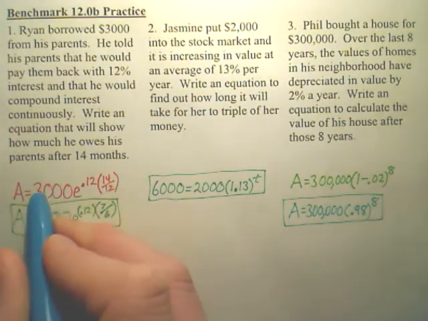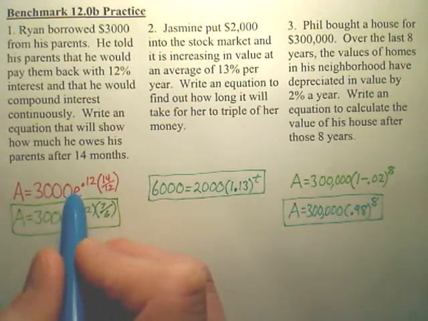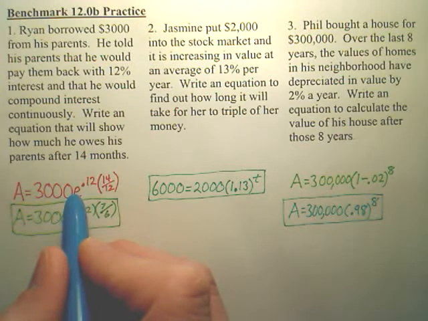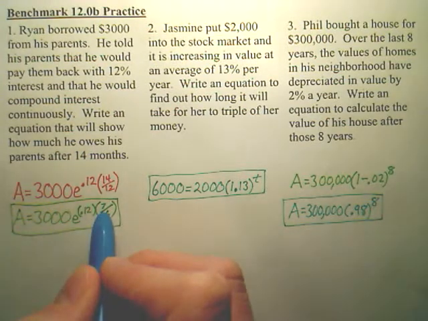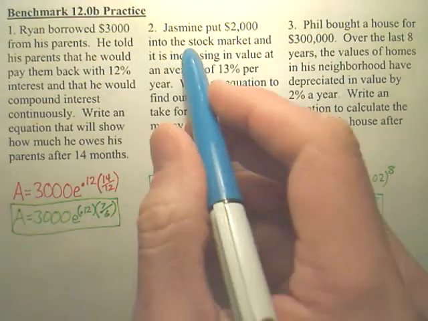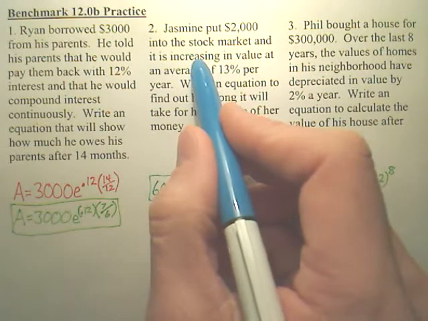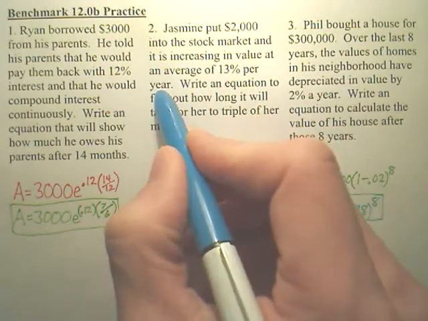If we use the calculator, you could calculate this, because most calculators have a value for this E. It's stored in the calculator. But right now we're not going to actually calculate it, we're just setting it up, because the key here is setting up. Now, Jasmine put $2,000 in the stock market, and it's increasing at 13% per year.